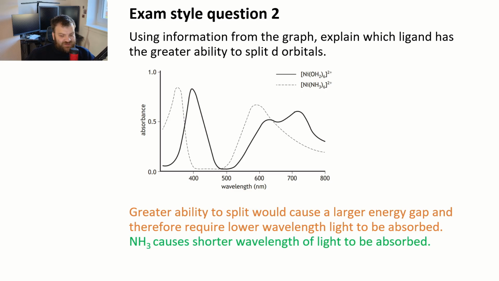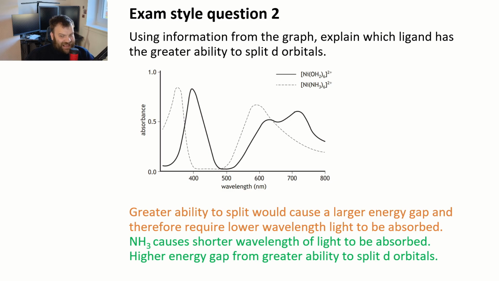The NH3 causes shorter wavelengths of light to be absorbed. This must mean that there is a higher energy gap, which means that it has the greater ability to split the orbitals. If you went the other way around, the water ligand causes a longer wavelength of light to be absorbed. Longer wavelength is a smaller energy gap, so it's less split.